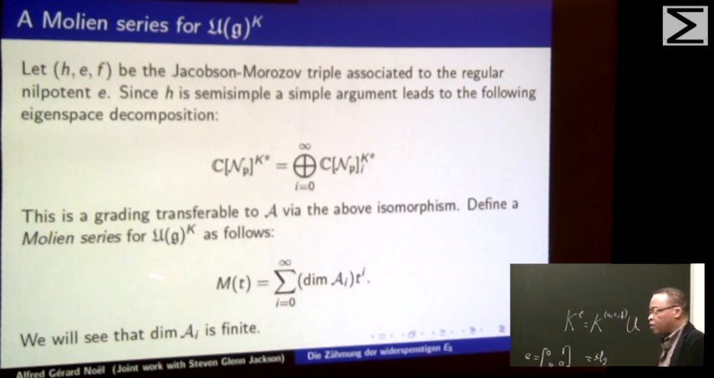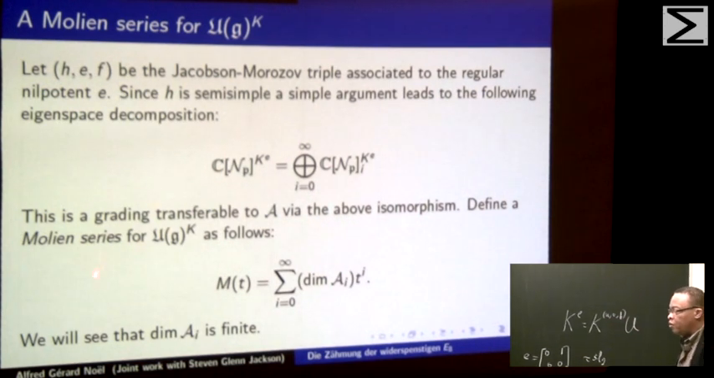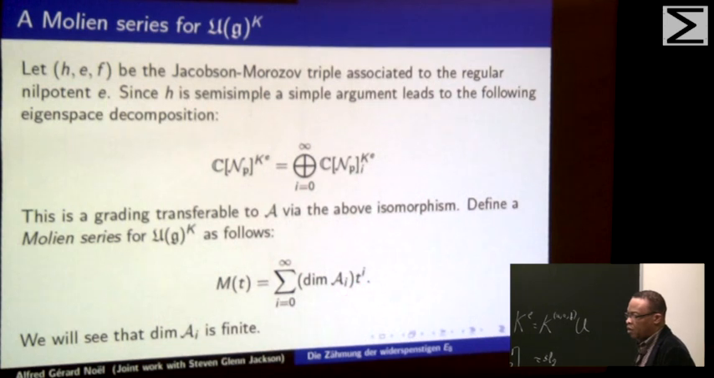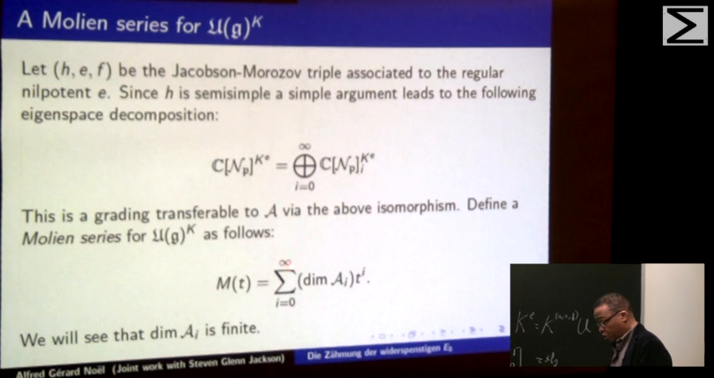The next thing is where we start defining the Molien series. The Molien series that we define here is quite simple, as you certainly realize. The only problem that we have is that we don't know whether or not this is finite. There is no reason for it to be. Formally, it makes sense, but you want those dimensions to be finite in order for this to have properties that you can use to do computation with.